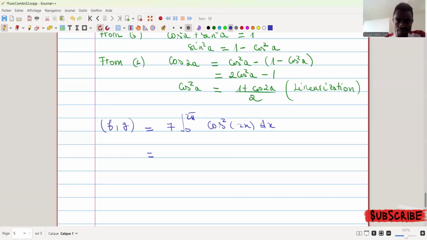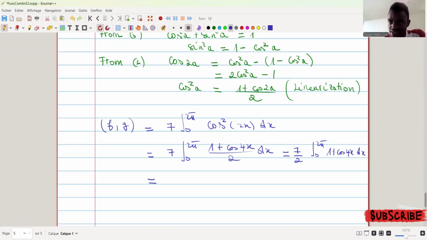This one, so we take 7, you replace cosine square of 2x by this formula in green. So you are going to have 1 plus, our A is 2x, so if you replace A by 2x, you're going to have cosine 4x over 2 dx. So you have 7 over 2, this integral dx.